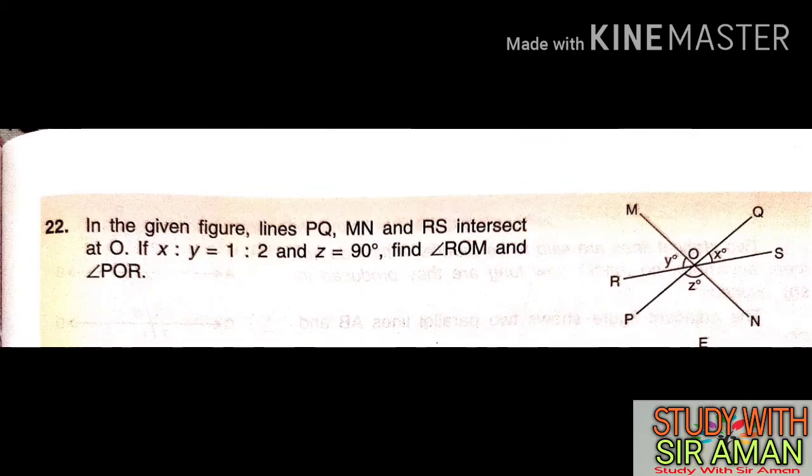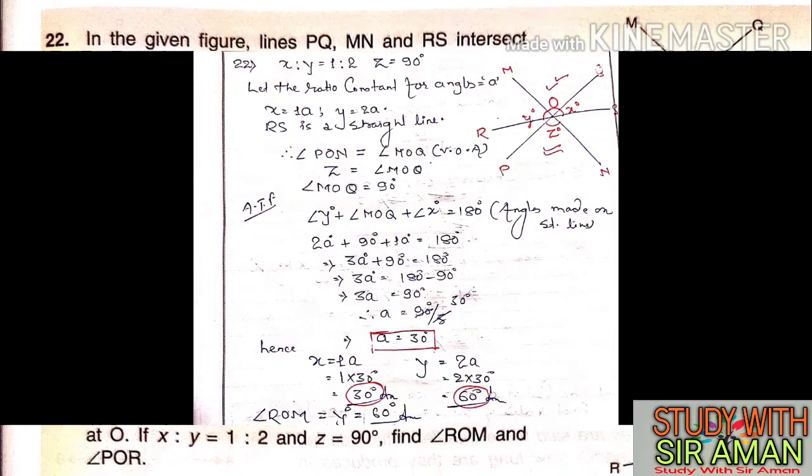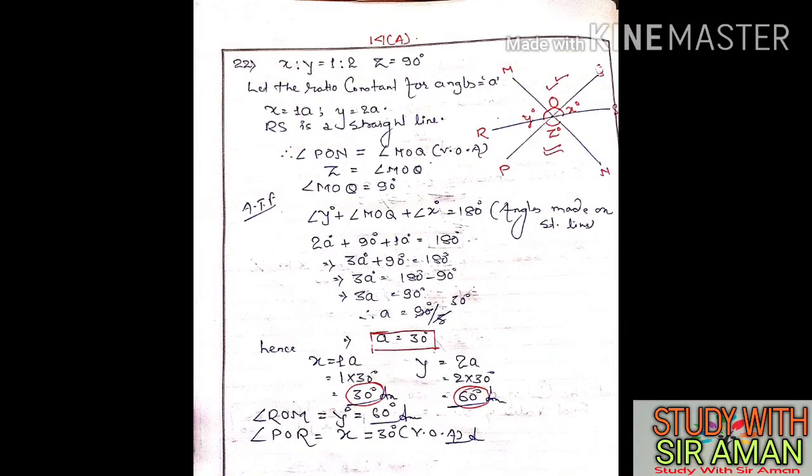See angle Y, angle X and angle Z. What is the relation among them? Let us see in the solution. Check. Since two angles are given in ratio and one angle is in degrees, we will make the angle constant by taking any variable. So we will take A. X is equal to 1A and Y is equal to 2A. Third line, RS is a straight line.